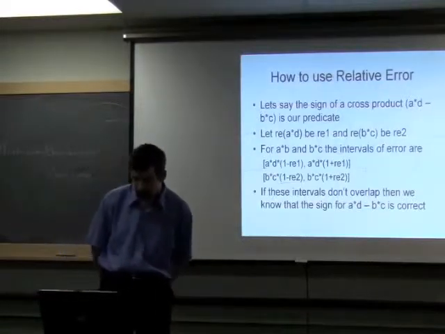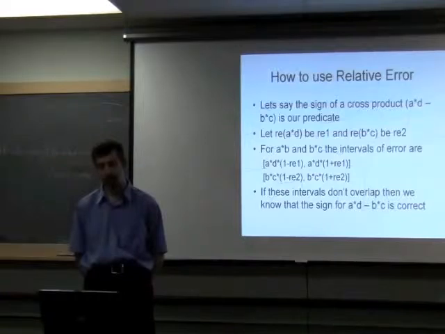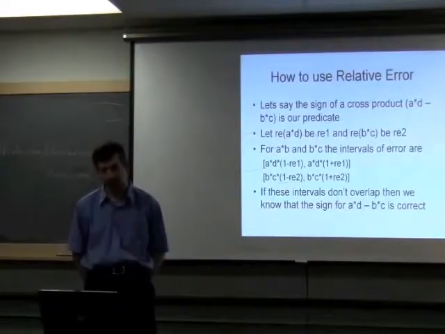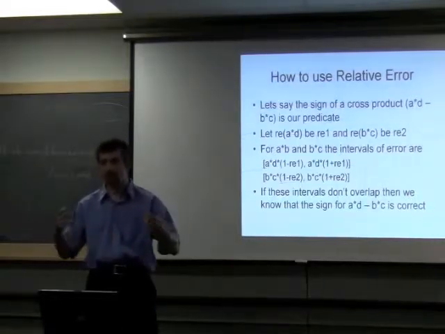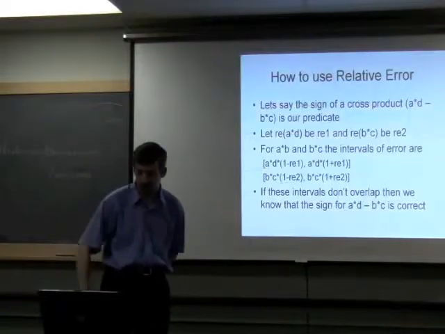So then how we use that, you can think of your relative error as providing an interval of uncertainty around the answer you got. And if those two intervals overlap between two numbers you're going to compare, then you can't trust the result of that comparison.